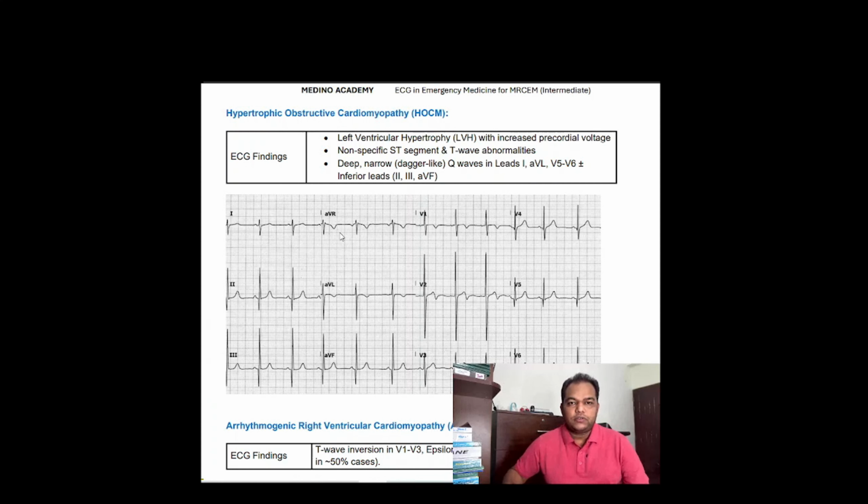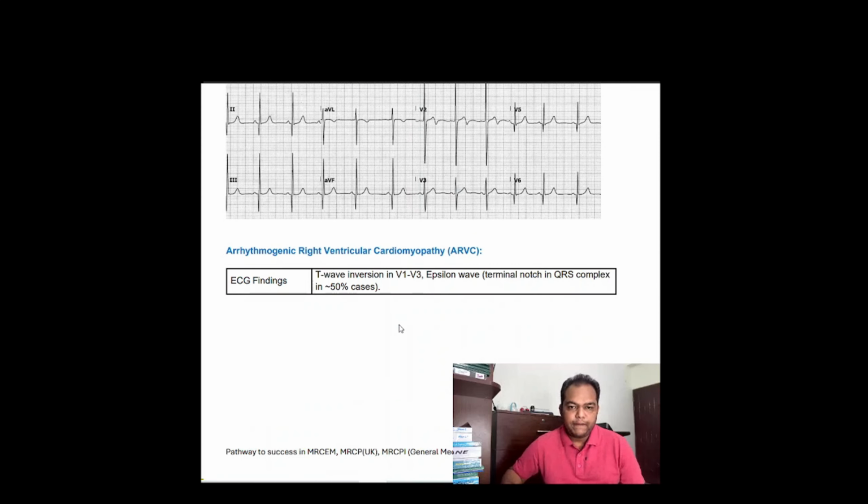Now, hypertrophic obstructive cardiomyopathy. You can see an ECG of HOCM. What are the findings in this ECG? You can appreciate deep, narrow, dagger-shaped Q waves. Here, you can appreciate deep, narrow, and dagger-shaped Q waves. These are the most important findings in case of HOCM.